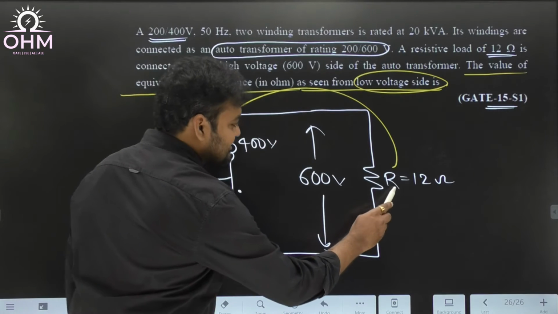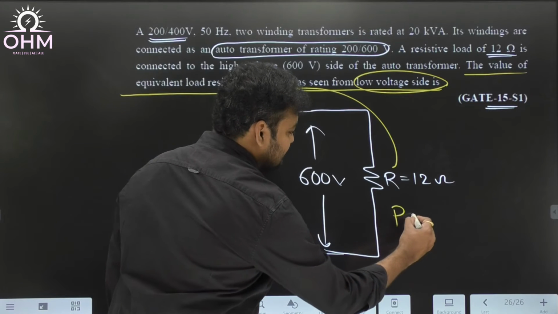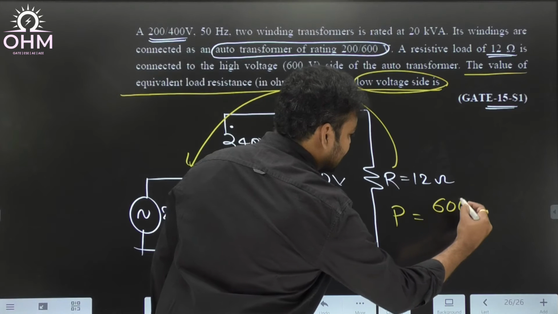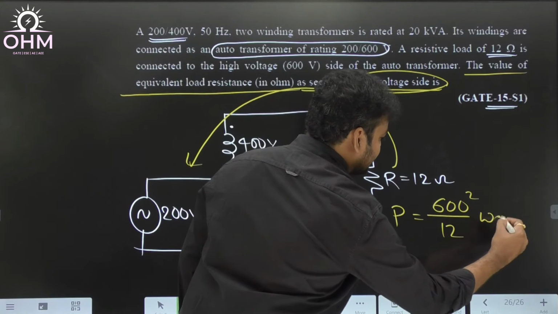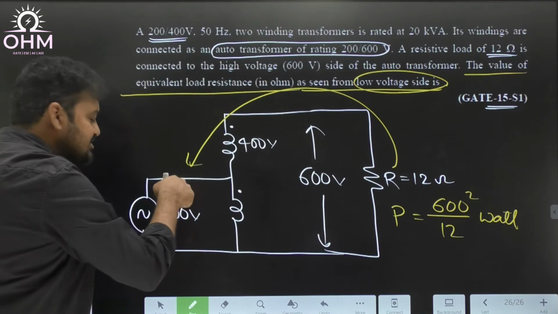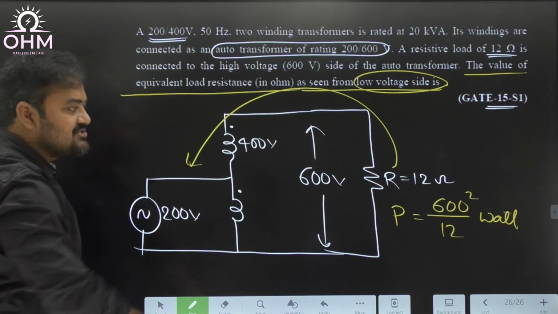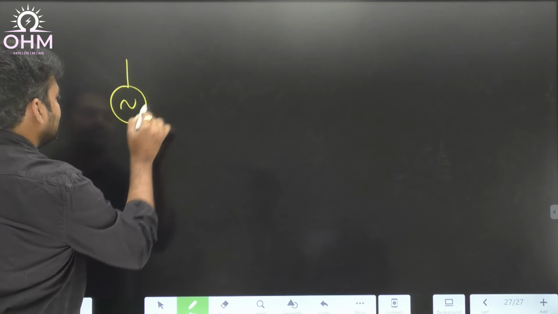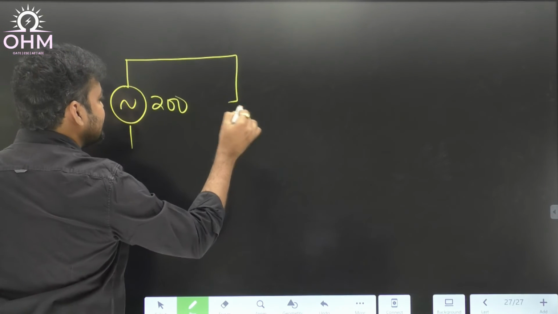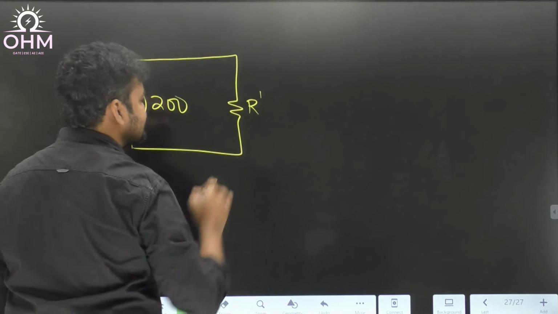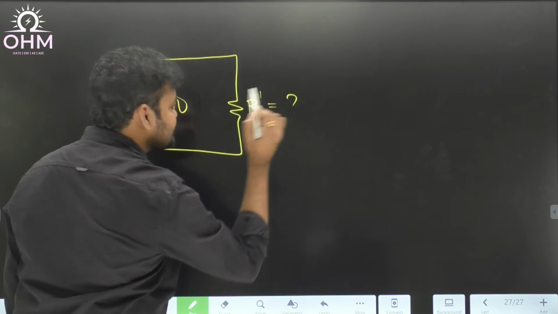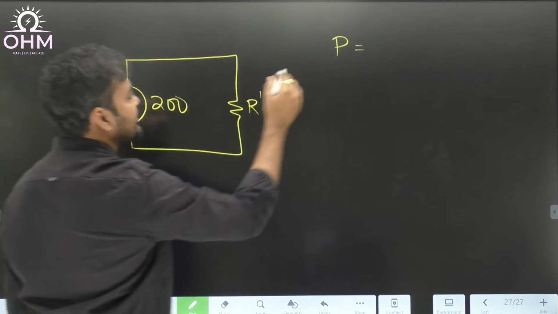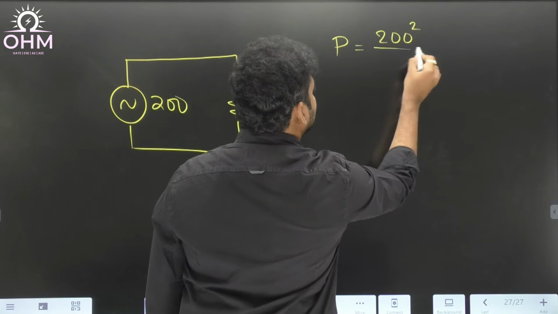What is the power drawn by this resistor? Can I say power drawn by this resistor is equal to V square by R? What is V square by R? 600 square by 12 watt. Now even if I transfer that resistance to LV side also, it has to consume the same power. Okay, so see that LV side means what is the voltage? 200, and imagine that resistance value R becomes R dash. Now I need to find out this R dash value. Now tell me, what is the power consumed by this R dash? Is it 200 square by R dash?